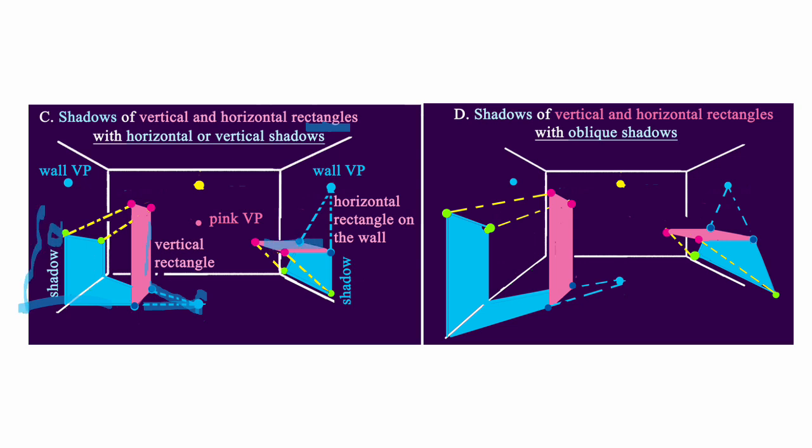This is a shelf on the wall, which we'll call a horizontal floating rectangle. You use the wall vanishing point that goes through the back parts attached to the wall, and the light goes through the floating front corners so that you can find this intersection and this intersection. And this is the same thing, except the shadows are more oblique.